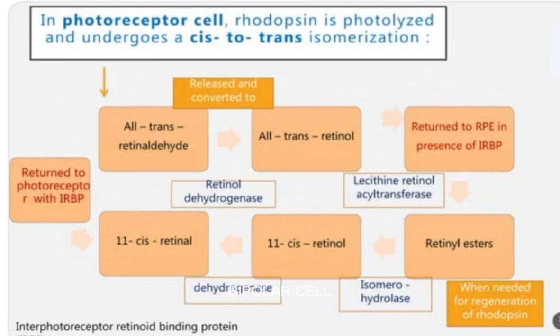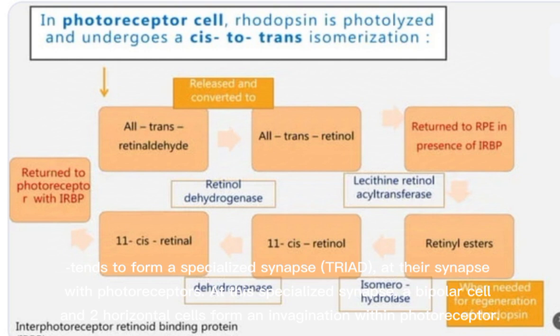Bipolar cell. Receptive field of two different types of bipolar cell. 1. On-center bipolar cell. Tends to form a specialized synapse, a triad, at their synapse with photoreceptors. At this specialized synapse, a bipolar cell and two horizontal cells form an invagination within the photoreceptor.